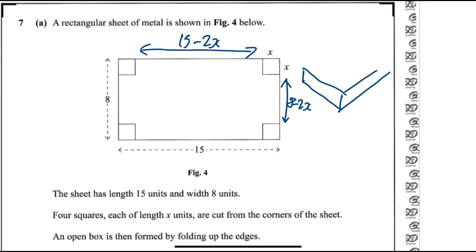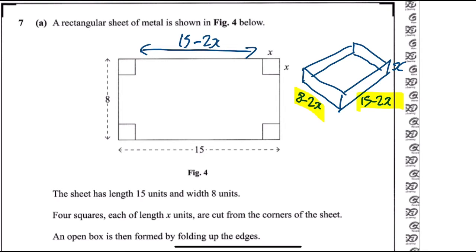So that's really what's going on here. You can see why I'm not an art teacher, but that's what's going on. So the height of it is x. One of the lengths, the long length here, is going to be 15 minus 2x, and this length, I'll label that slightly differently so we can see that. So this one here is going to be our 8 minus 2x. So you've got the volume is going to be (8 minus 2x)(15 minus 2x)(x). That's what it's going to be.